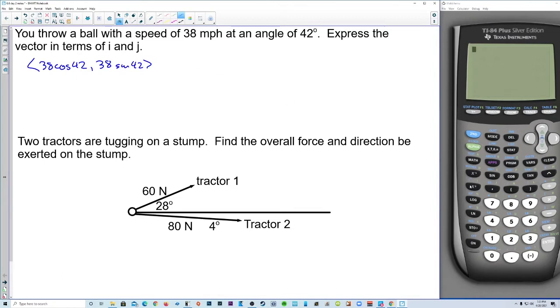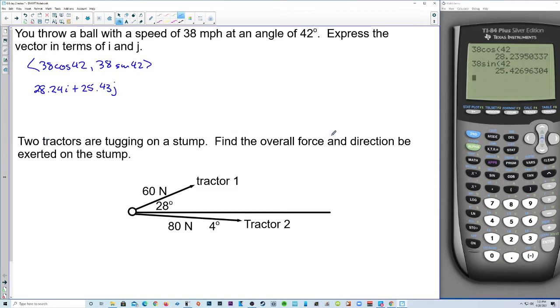So let's get this on the calculator. I'm going to make sure our calculator is in degrees. It is. We have 38 cosine of 42 and then 38 sine of 42. So the component form is with these two numbers, and then we can go right to i and j with this, and we can write 28.24i plus 25.43j.